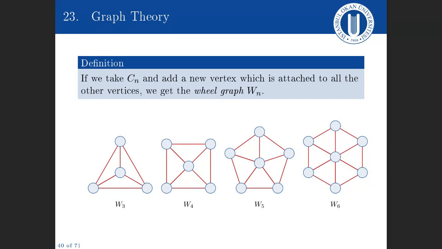And let me just note that now the number doesn't tell us how many vertices we have, because W3 has 4 vertices. So why are we writing it like this? Because it's based on C3. We started with C3 and then we added one more vertex. Likewise, W6, we started with C6 and then we added one more vertex. So it's always 6 plus 1 or 7 vertices.